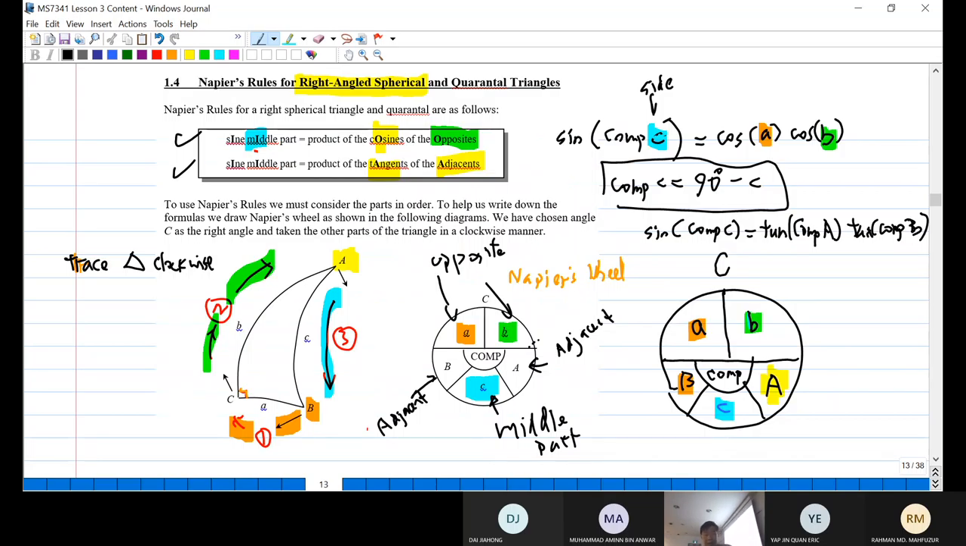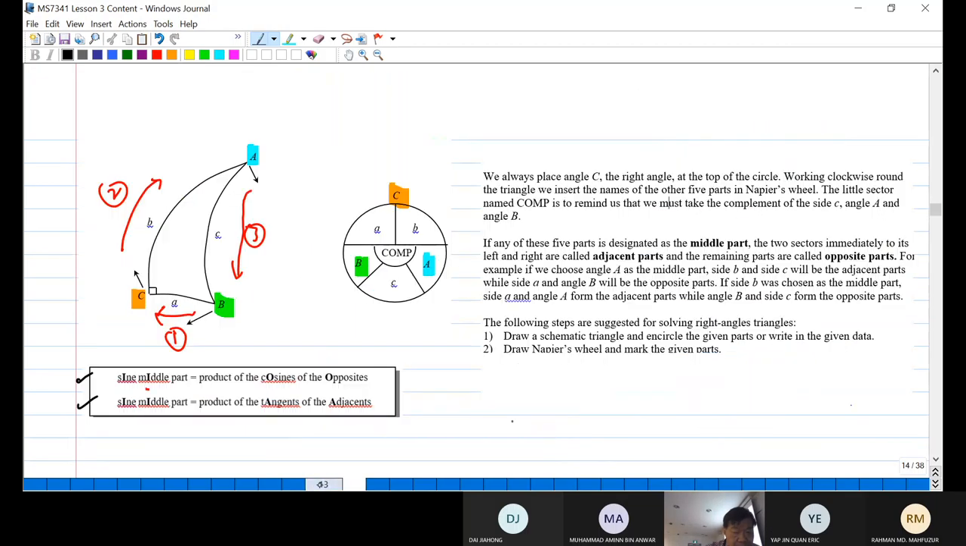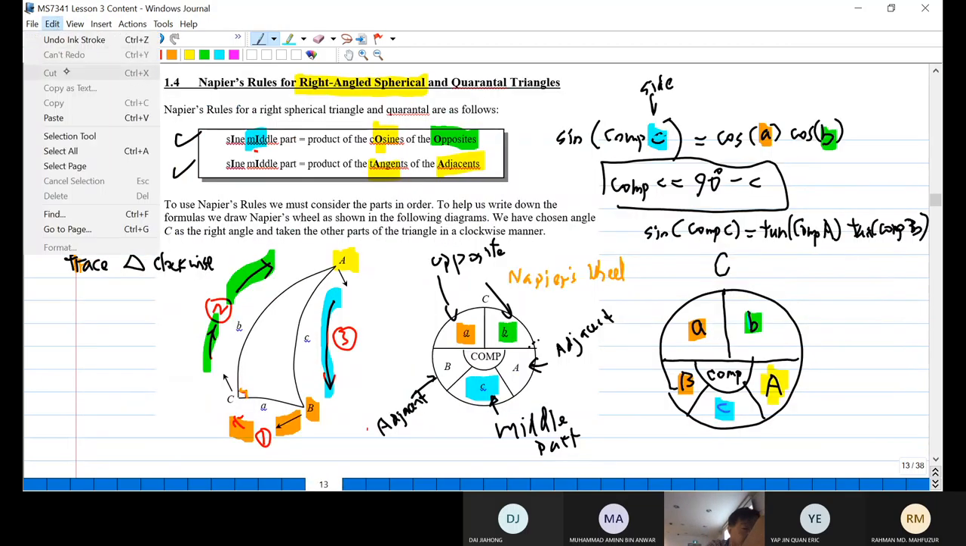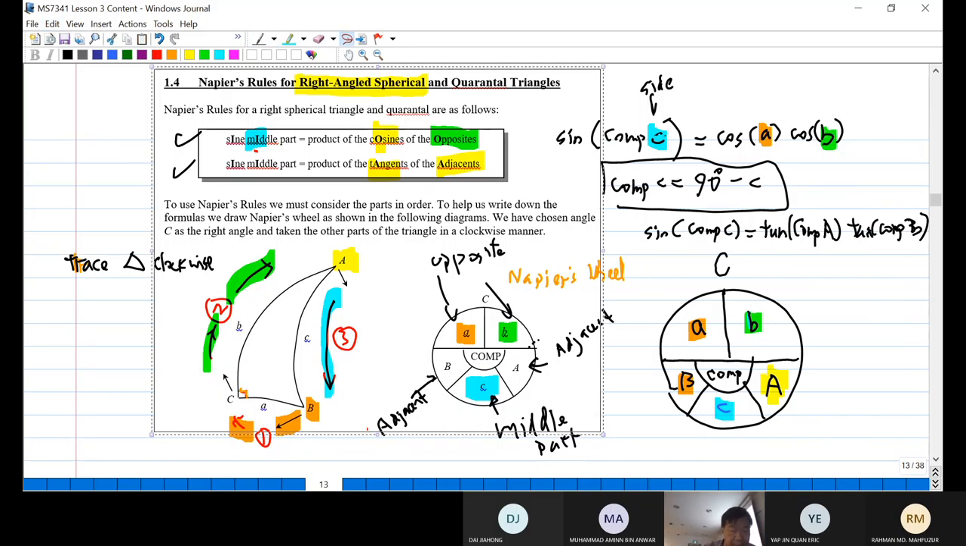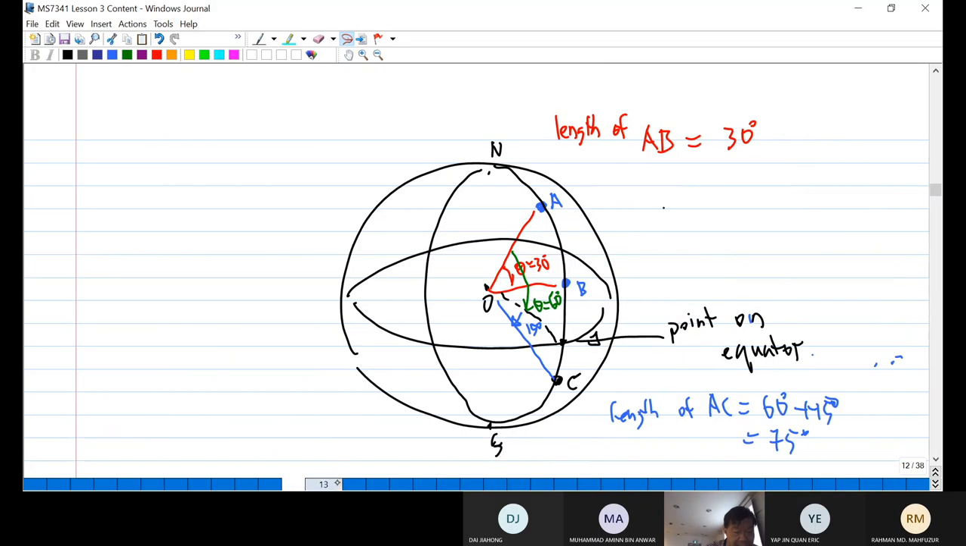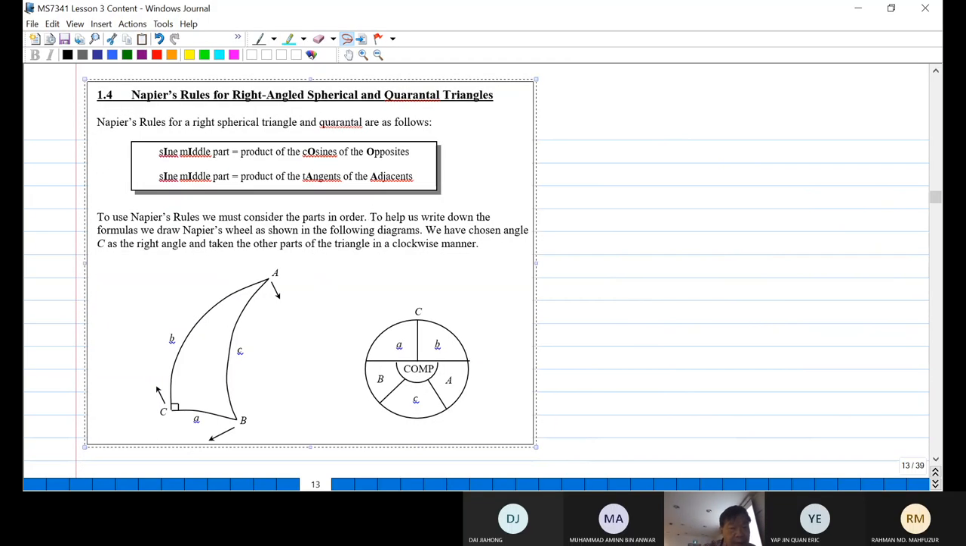Okay, so this one will take some time to explain. What is the Napier's rule? So let me copy this thing on the last slide here, because there's a bit too many information inside here already. We are going to look at Napier's rule now. Napier's rule is actually for right angle spherical triangle. Right angle means one of the angles is 90 degree.